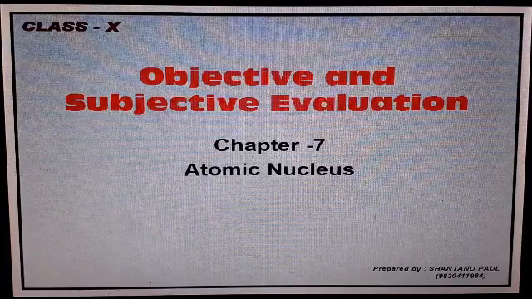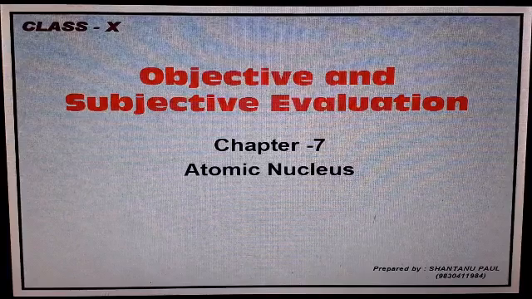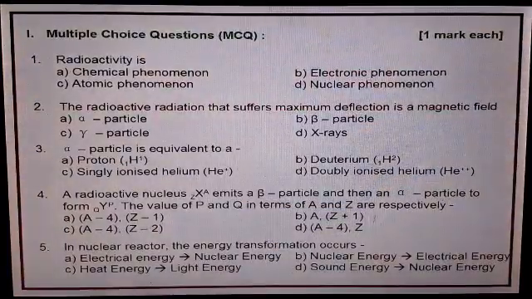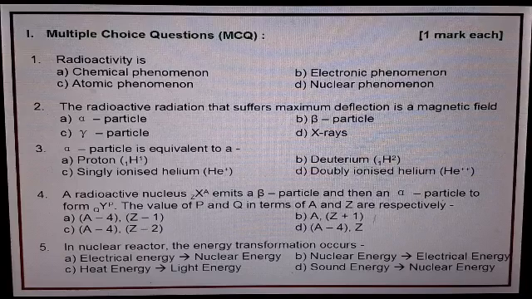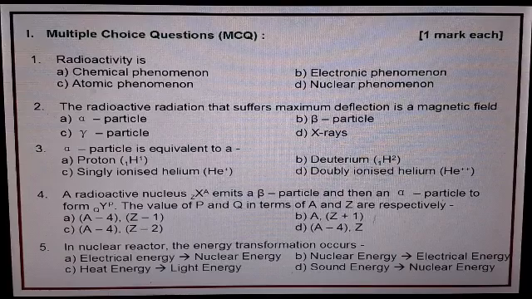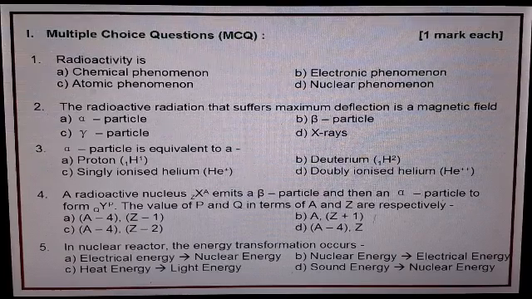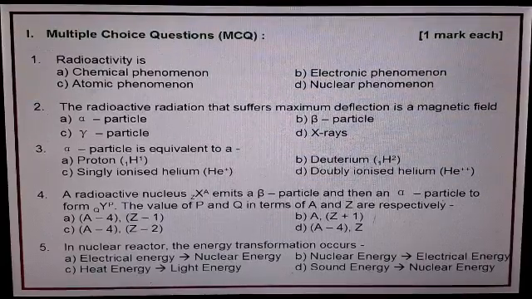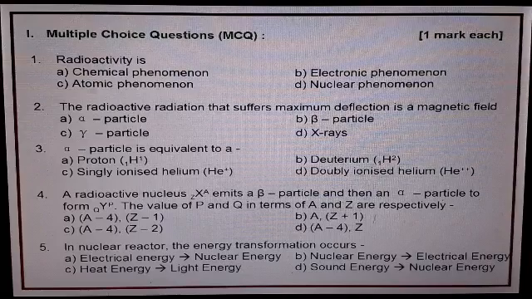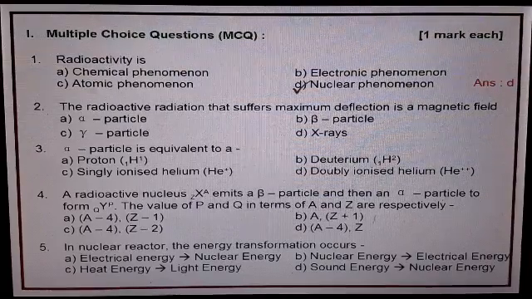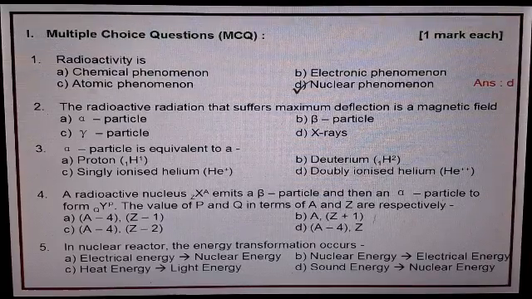Let's start your exercise with the objective questions. In the first set of objective questions, you can see that there are certain MCQs. Let's see the solution of those MCQs. First, radioactivity is a: options are given: chemical phenomena, electronic phenomena, atomic phenomena, nuclear phenomena. The answer would be nuclear phenomena, that is D.